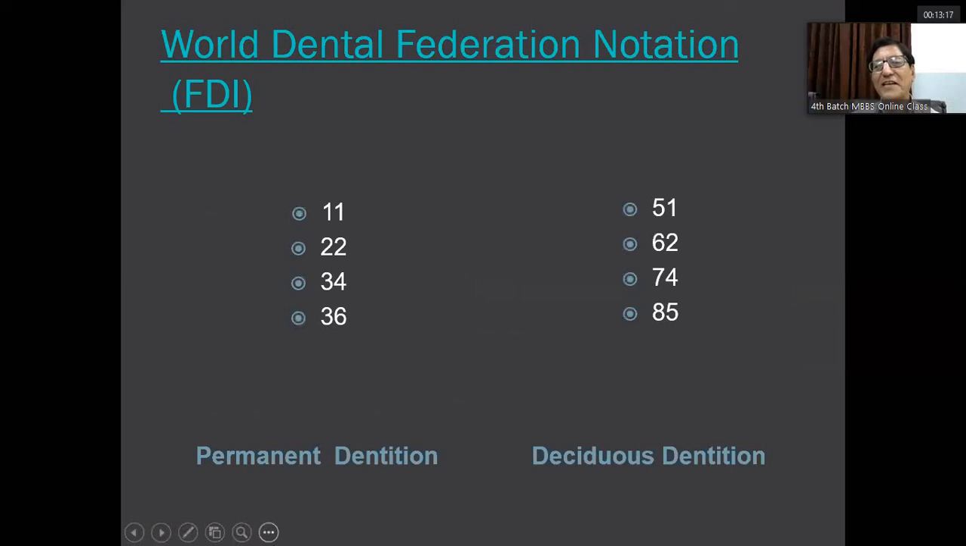Now this is a test for you again. Once again, there's a test for this. This is the FDI notation. Get ready for this. Study this and get ready to answer. Prahlad, please. Roll number 962, please unmute. Okay, next.